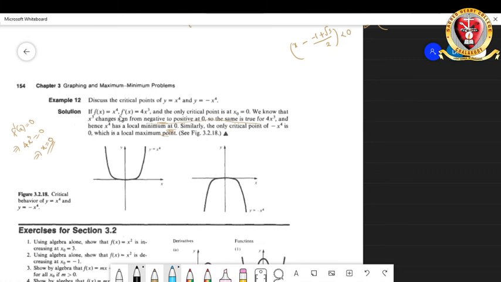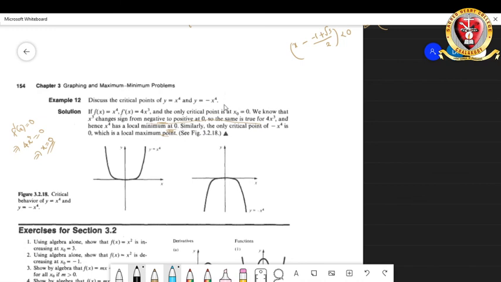So when f of x is equal to x raised to 4, you know f dash of x is equal to 4x cube. So 4x cube equated to 0 implies that x is equal to 0. So x equal to 0 is a critical point of the function x raised to 4. From the figure of x cube, you can also draw x cube. x cube always changes sign from negative to positive. When the derivative changes from negative to positive, by the critical point test, you can conclude that the function has a local minimum at x equal to 0.